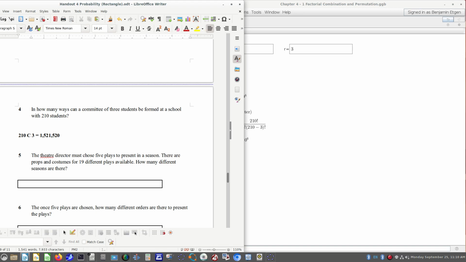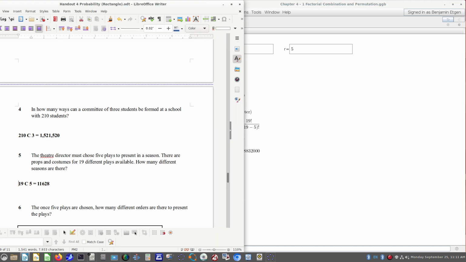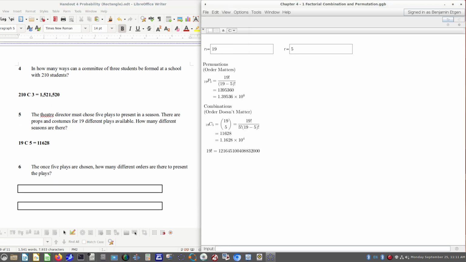The next question asks, we're choosing plays from among 19 available. In the next question we're asked about the order, but in this one there is no question of order. So n is 19, and we're going to put on 5 of those 19 plays. And we're saying that order doesn't matter, so it looks like 11,628 different possible playbills.